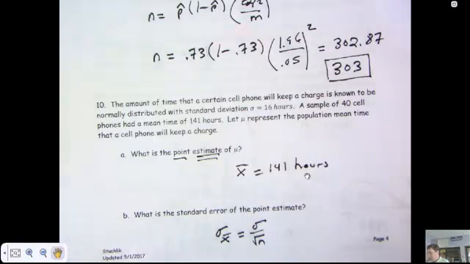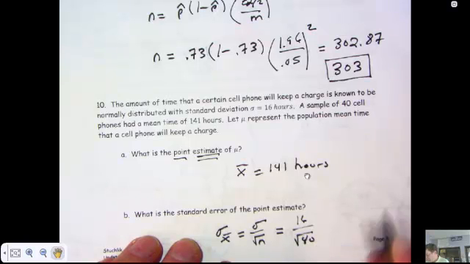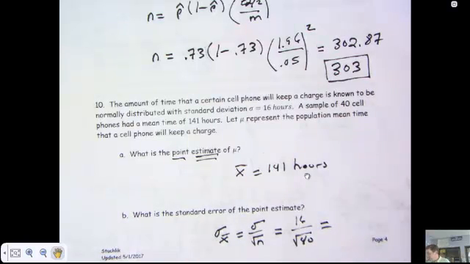That's all this one's looking for. So this is simply going to be, did we do this in this chapter? In chapter 6, 16 over the square root of n. What was n on this one for you? Why are we doing something from chapter 6? Because it's all related together on this.